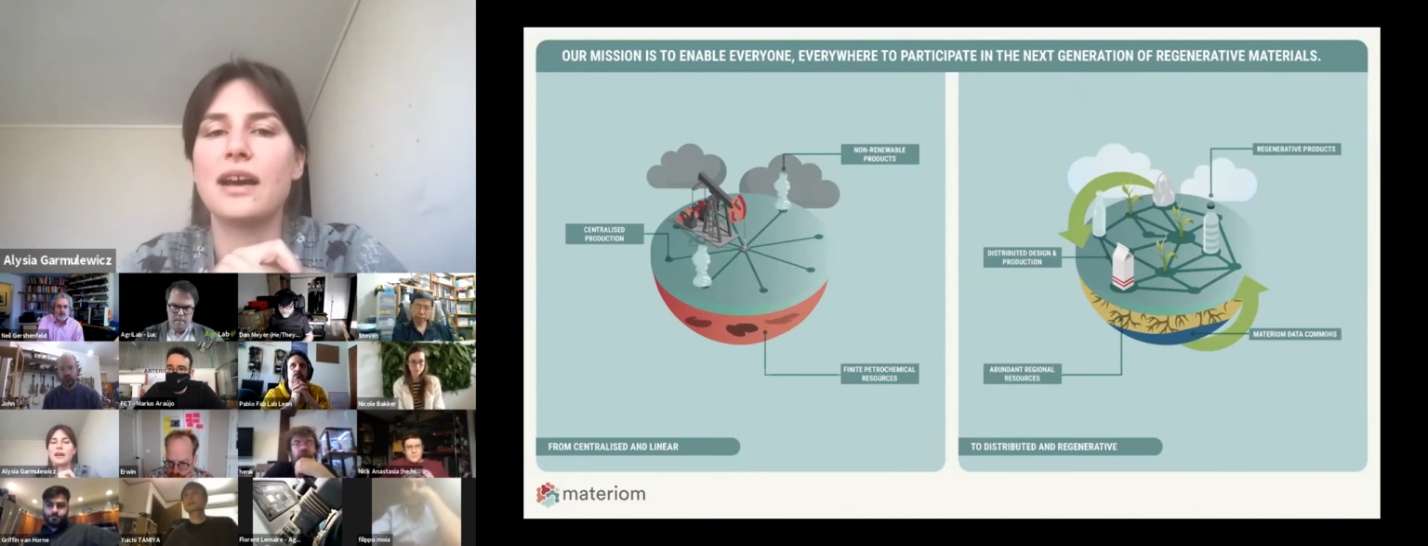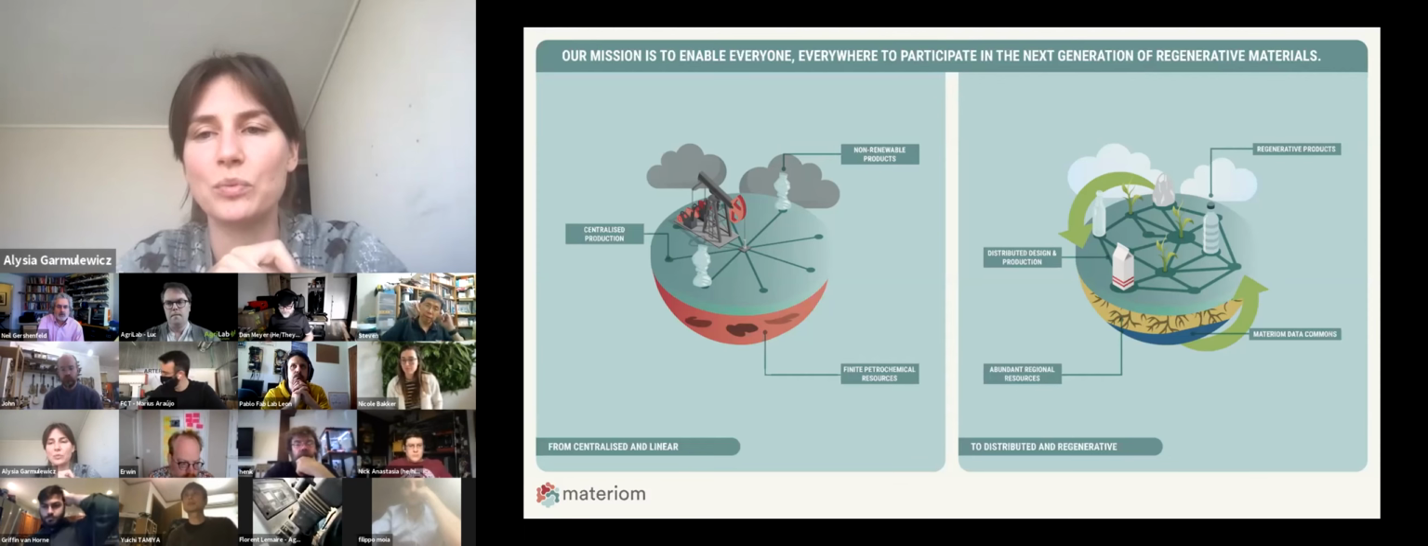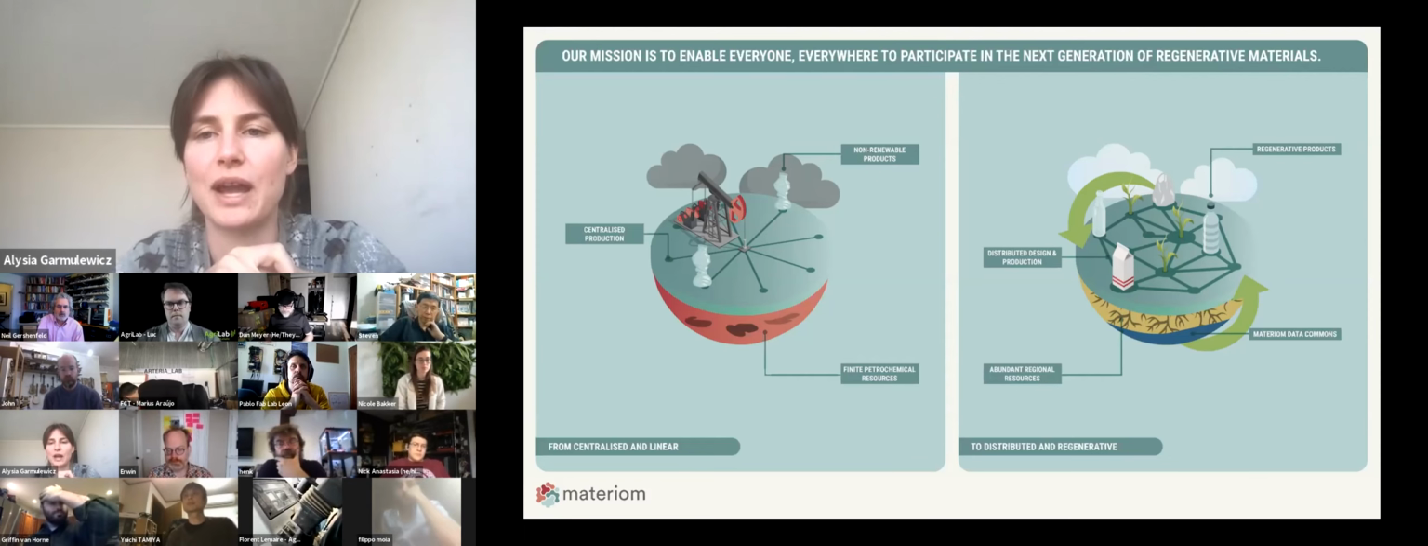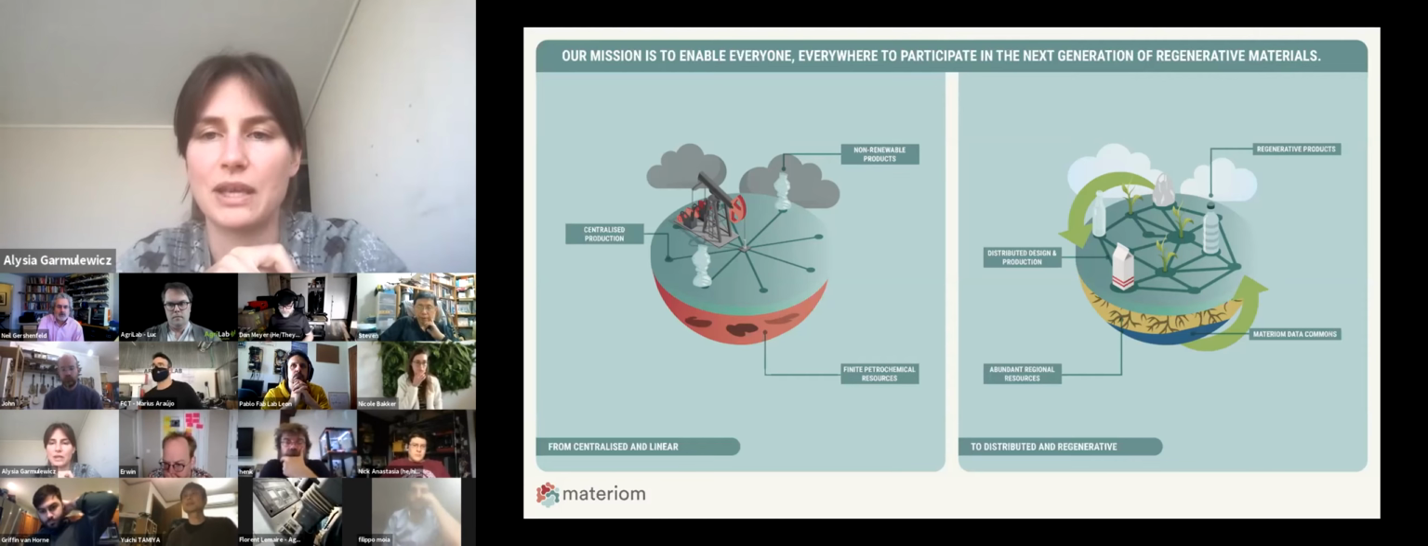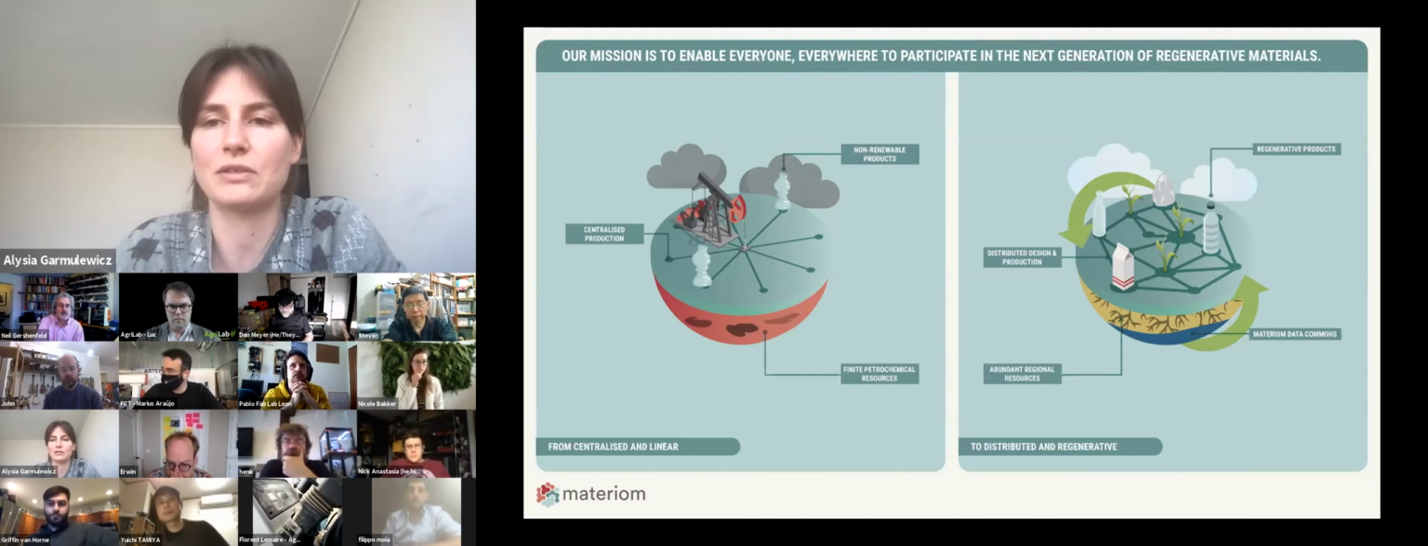And the idea of this world as well is integrating very strongly with emerging networks around local and regional production that are being spurred on by digital fabrication, et cetera. And so that's the transition that we're aiming to be part of and enable.